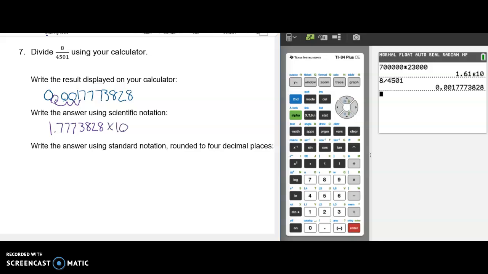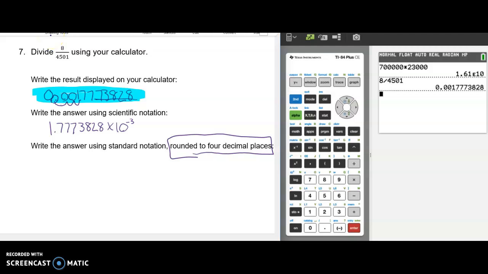Now my original number is a decimal, it's less than 1, so I know it's going to be a negative exponent, and it's going to be negative 1, 2, 3. Negative 3, because I moved over 3 bumps, or 3 place values, we'll say. Now we want to write using standard notation rounded to 4 decimal places. What our calculator gave us to begin with is definitely standard notation. But we need it rounded to 4 decimal places. We know how to round, so this is no big deal.